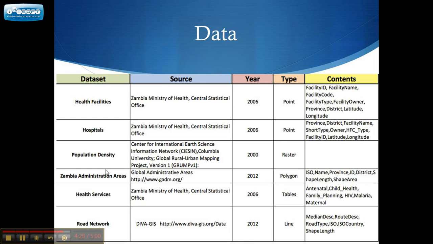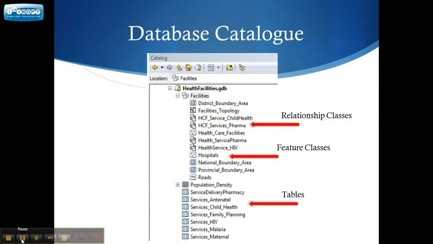I was able to download population density data because I couldn't access the census data directly here in Zambia, and I also downloaded boundary areas from the internet to use in my database. Also, unfortunately, a lot of the data was outdated, so this was not the most efficient database design. I populated my database, and this is what my database catalog looks like with all of the data that I collected.